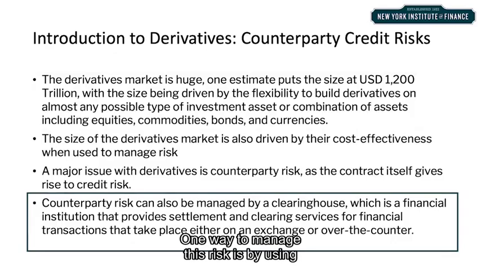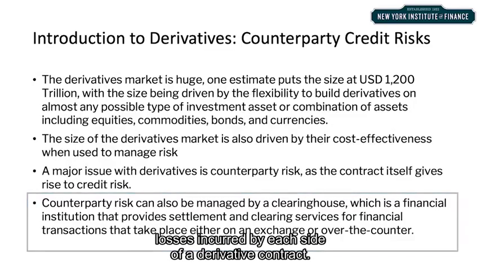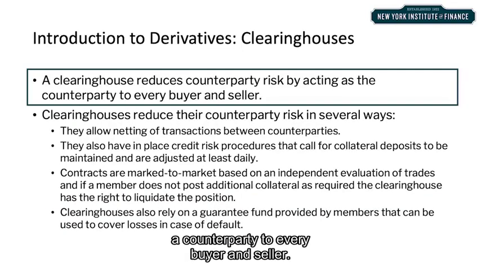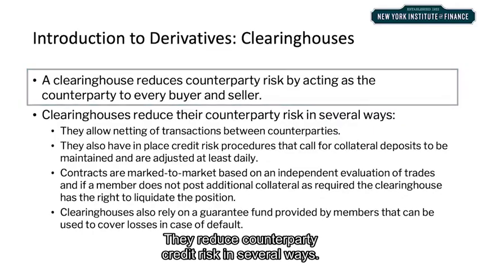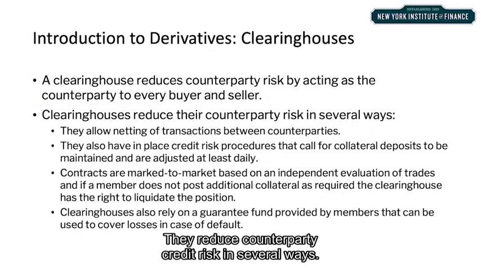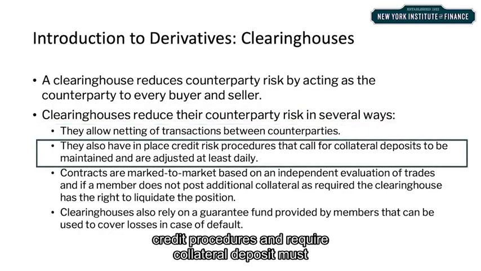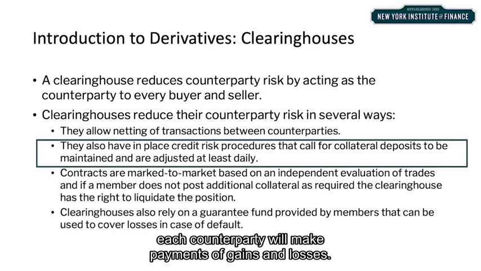One way to manage this risk is by using central counterparties or clearinghouses. Central counterparties guarantee the payment of the gains and losses incurred by each side of a derivative contract. Clearinghouses act as a counterparty to every buyer and seller. They reduce counterparty credit risk in several ways. One is by allowing the netting of transactions between counterparties. They also put in place credit procedures and require collateral deposits to be maintained to guarantee that each counterparty will make payments of gains and losses.